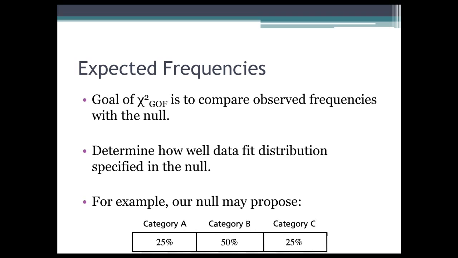For example, you may propose that category A would have 25% agreement, category B would have 50% agreement, and then category C would have 25% agreement. So this would be no difference from a known population. This would mean that your literature indicates that this would be the distribution between A, B, and C. And based upon those numbers, you would then calculate the expected frequencies.